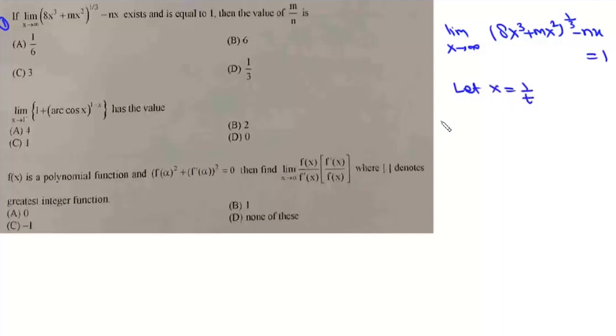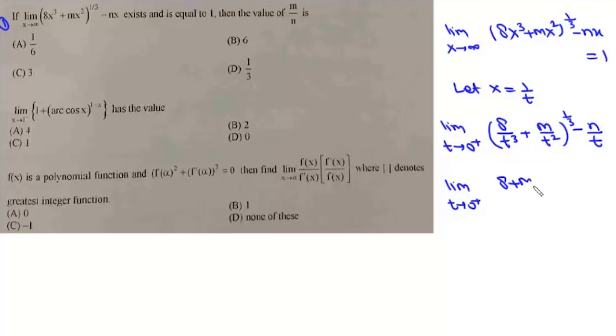Now here this first question is, if this limit x tends to infinite, eight x cube plus mx square to the power 1 by 3 minus nx, it exists and is equal to 1, then the value of m by n is, what we'll do is, we'll let x as 1 by t, then this limit will be this limit t tends to 0 positive, and we can write this as 8 upon t cube plus m upon t square to the power 1 by 3 minus n upon t. Now if we simplify this, we can write this as limit t tends to 0 positive.